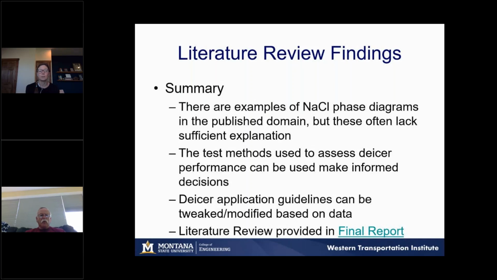And on that same note, de-icer application guidelines can be tweaked or modified based on this data that you capture from lab testing. The literature review is very extensive and it can be found in the final report, which is linked below.